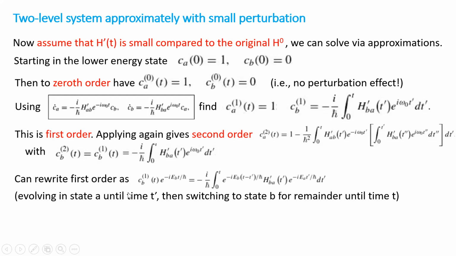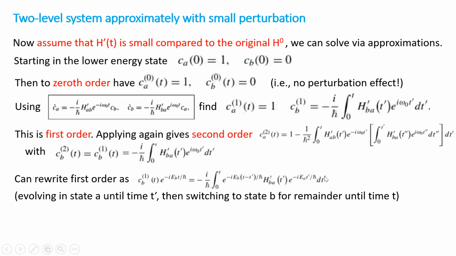There are a couple of interesting interpretations of these expressions. If we take the first order expression for Cb, we can rewrite it. We just multiply both sides by e to the minus i E_B t over h bar, the wiggling factor for psi B, and we get this expression here. If we expand out omega naught equal E_B minus E_A over h bar, distribute things out and rearrange a little bit, we get this expression here.